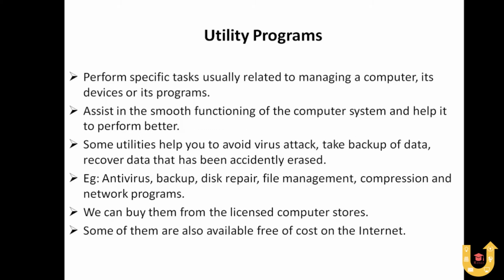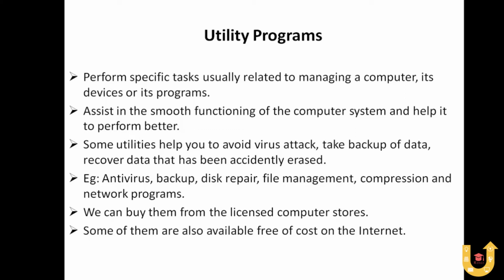Let us study the second type of system software, utility programs. Specific tasks usually related to managing a computer, its devices or its programs are performed by it. The smooth functioning of the computer system is assisted by these programs, and they help it perform better. Some utilities help you to avoid attacks of viruses, and to do data backup and recovery of data that has been deleted by mistake. Antivirus, disk repair, file management, compression and network programs are some examples.